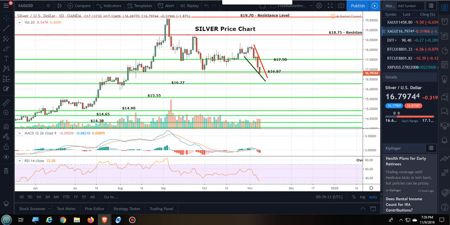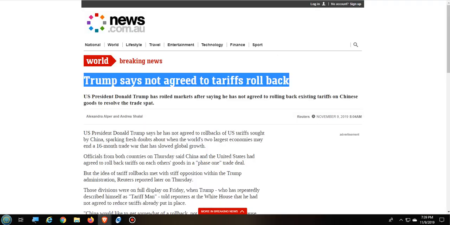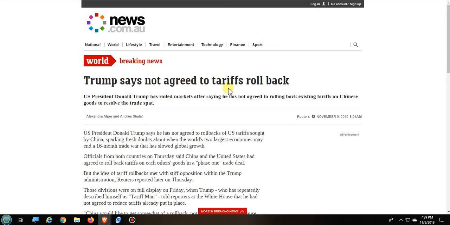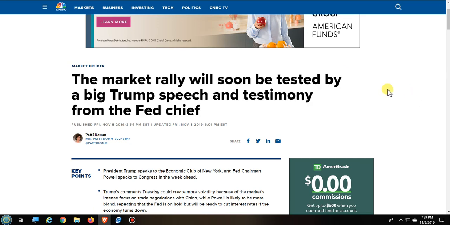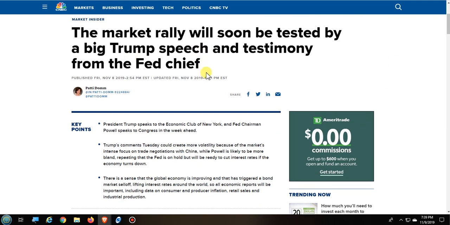On the fundamental side, one, Trump said there's not going to be any rollback. So that helps the price of gold and silver to move higher, as well as next week. Trump has a speech at the Economic Club of New York. Traders are going to be looking to see if he says anything more on the trade deal. Maybe a possibility that he states that he will roll back tariffs.